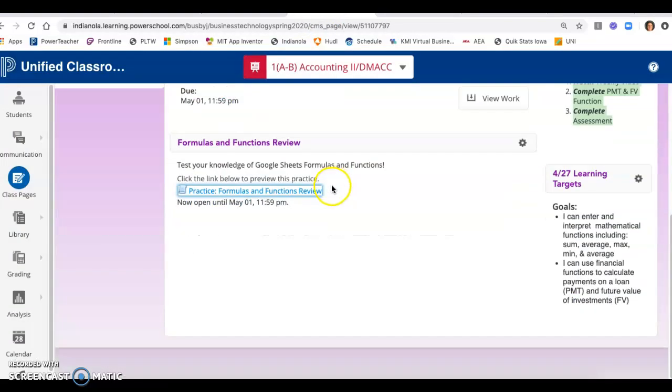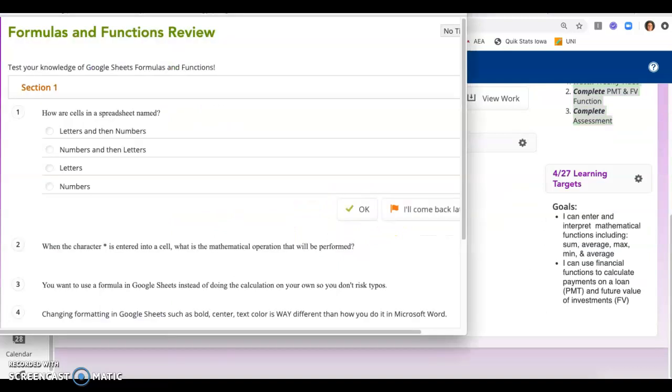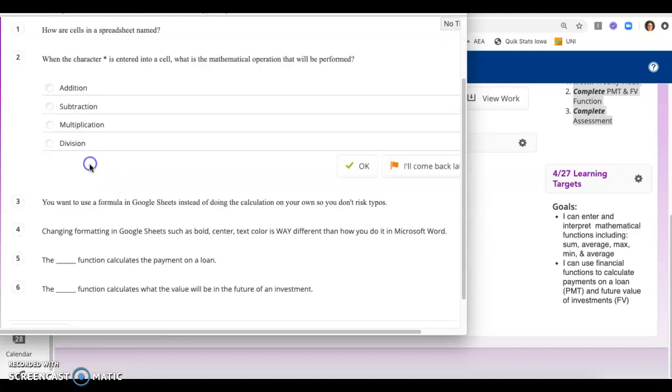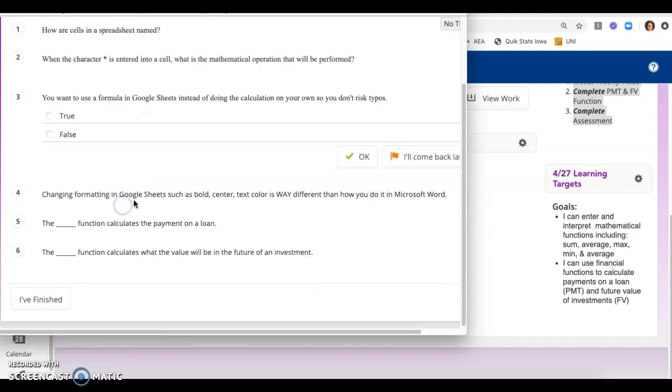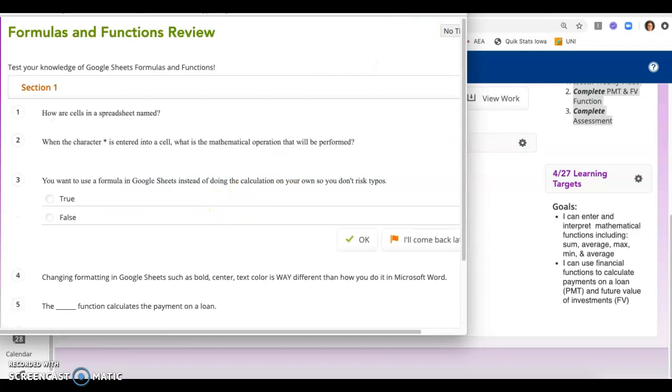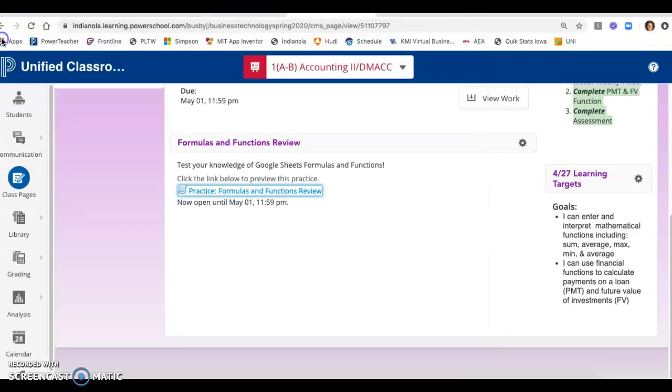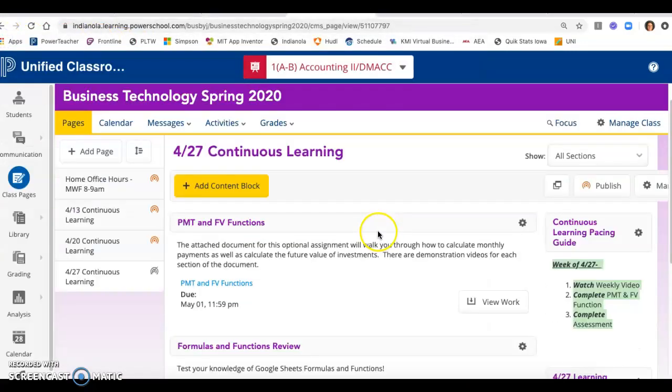The last thing we're going to do this week is just a 6-question quiz, just to see how we're doing on some of the basics. Like, how are cells in a spreadsheet numbered? So when I'm talking in my demonstration videos, do I say A10, etc.? Okay, so you can see 6 different questions here. I think it's pretty painless. See how you do. I think you'd be surprised at how well you do.